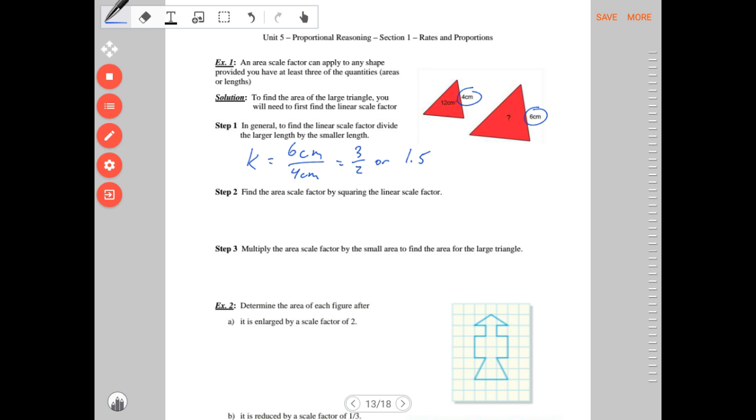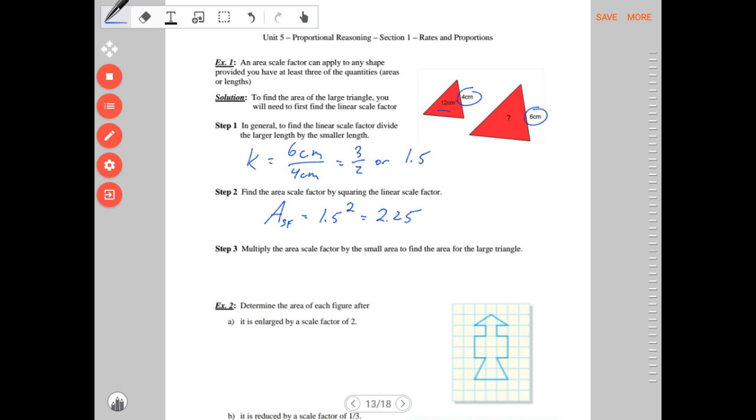Step 2, find the area scale factor by squaring the linear scale factor. So the area scale factor is 1.5 squared, which is 2.25. And then we simply multiply the area scale factor by the small area to find the large area.